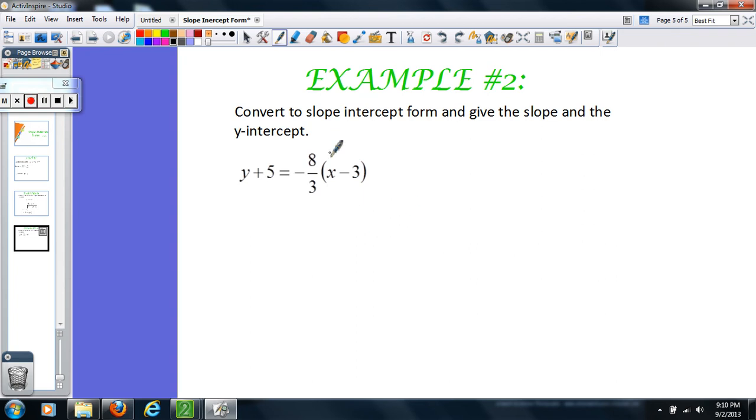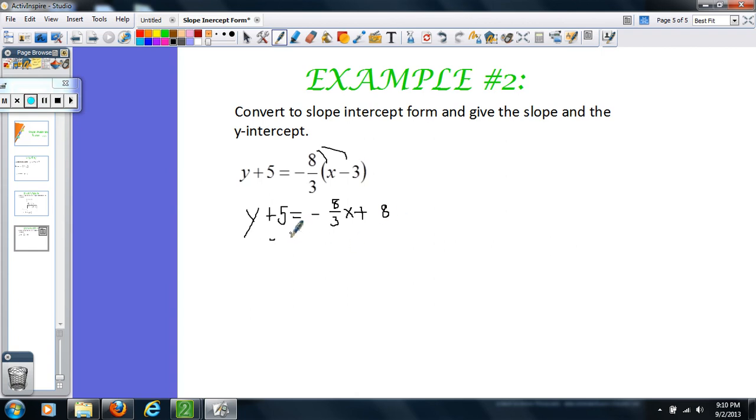You get to example number 2, and this is actually going to be what we call point-slope form, which you'll get to in the next couple days. But you're going to do the same thing here. So let's go ahead and start by distributing the negative 8/3. I get y plus 5 equals negative 8/3 x minus negative 8/3 times negative 3. The 3's will cancel, and you're actually left with positive 8.